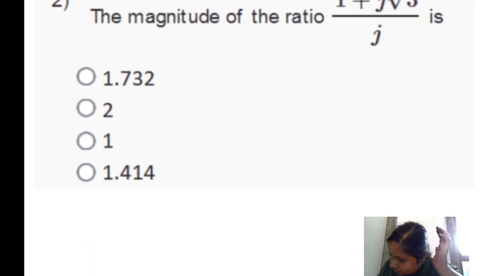So in this case, as you see that there is a complex number written over here, and then I want to know what is the magnitude of this complex number. So can someone answer?